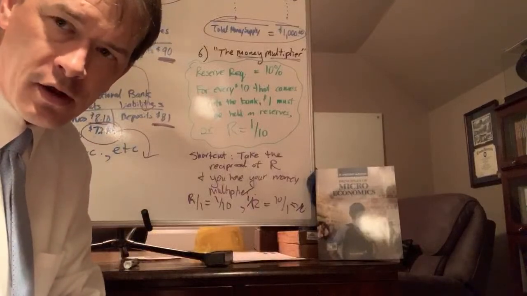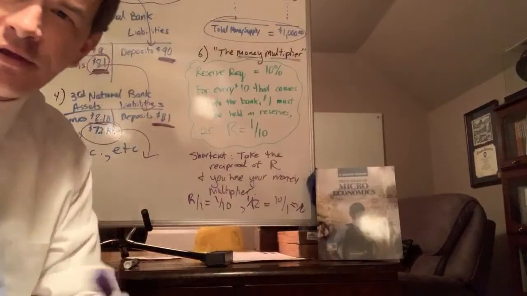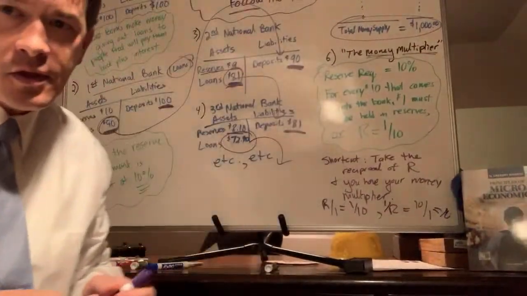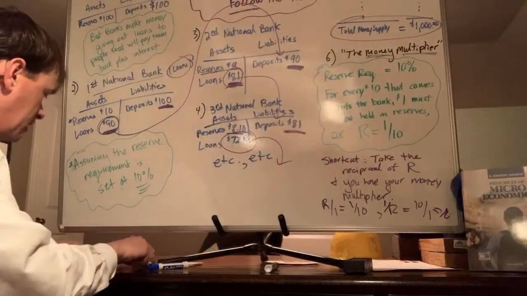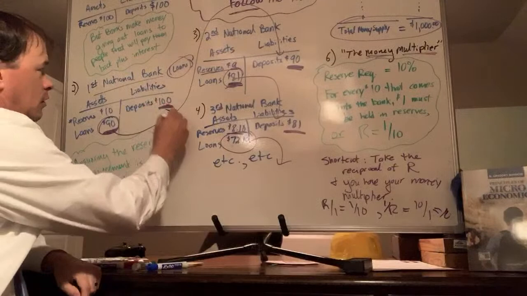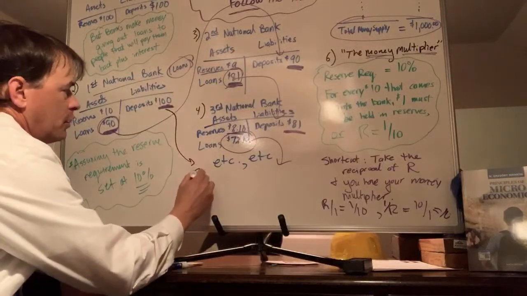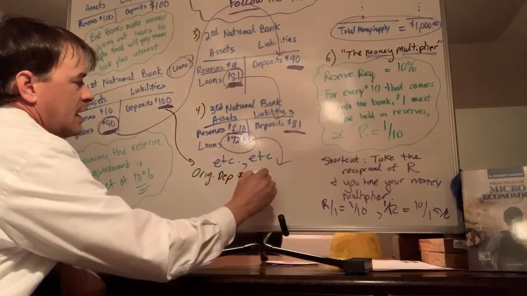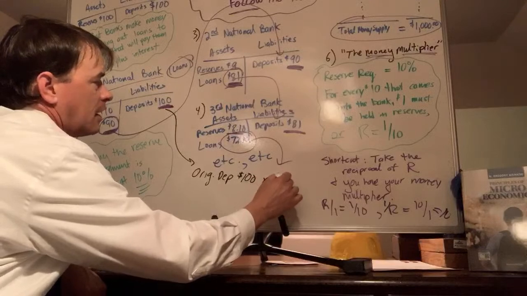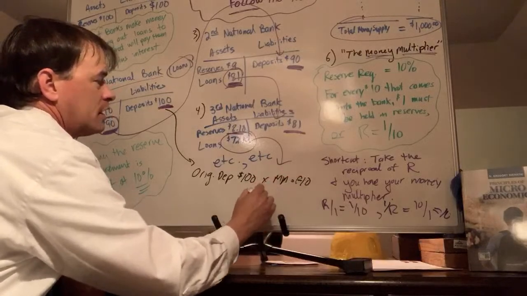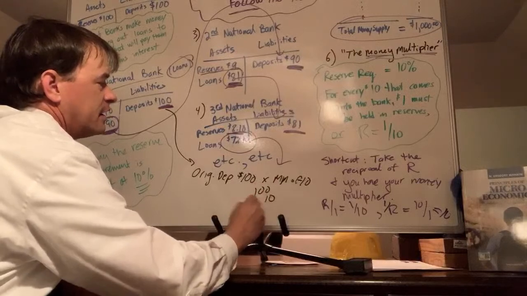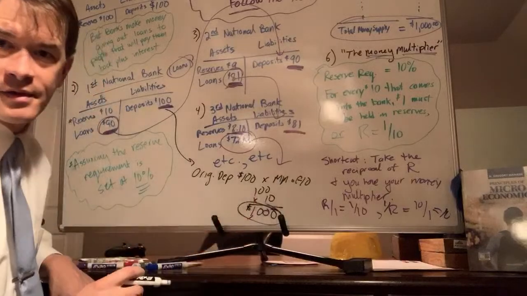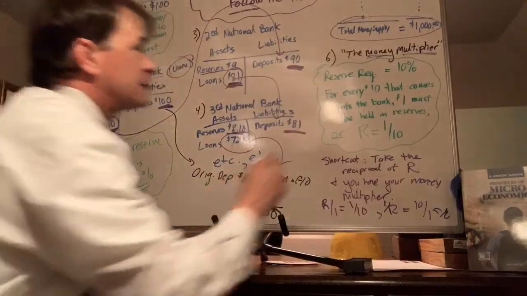You're like, well, okay, great. What does this mean? Well, look at this. Your initial deposit, way over here, was $100. Take your original deposit of $100 and multiply it by your money multiplier of 10. What is 100 times 10? $1,000. All right, $1,000.